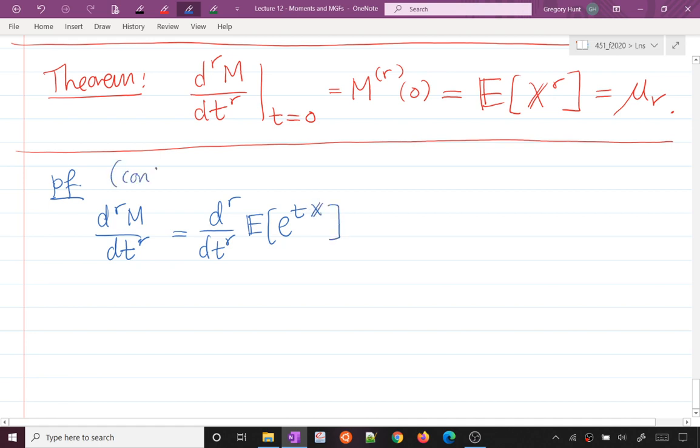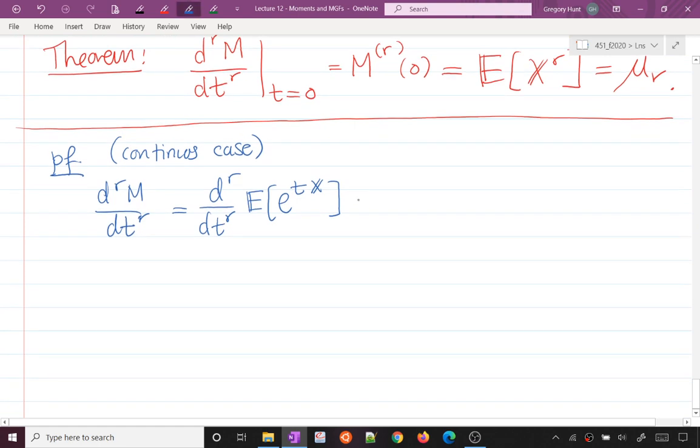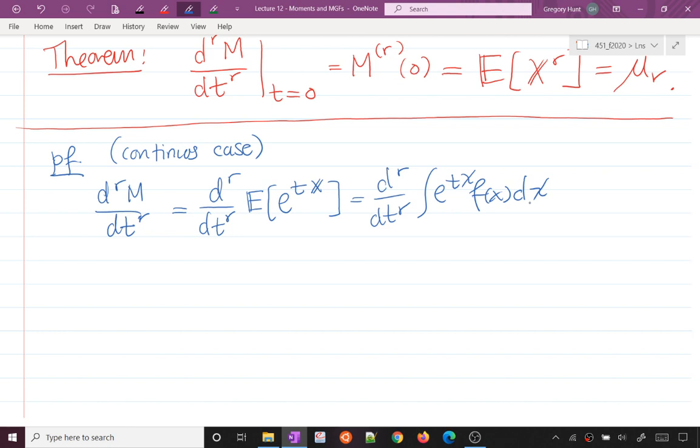And let's just do this in the continuous case. The discrete case is not going to look very much different, but the continuous case is slicker. In the continuous case, this expected value is the integral of e to the tx f(x) dx. And I'm going to pull an illegal move. Call the police. I'm going to interchange my integration and my differentiation.